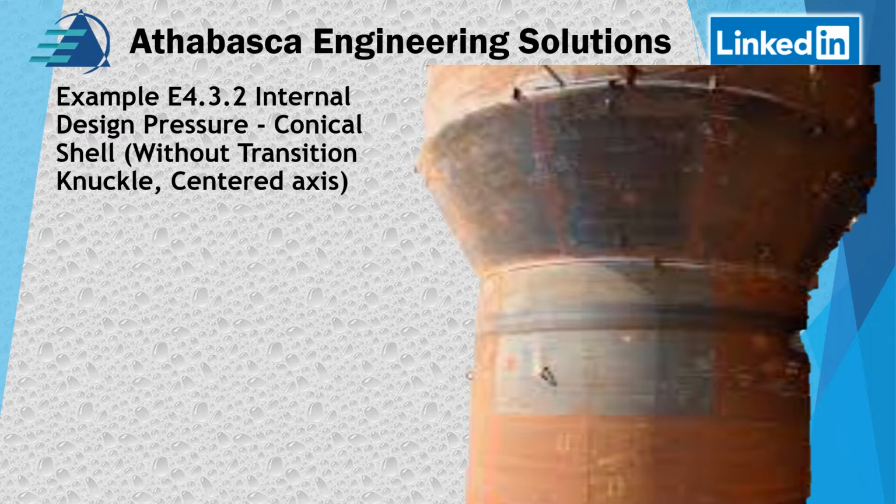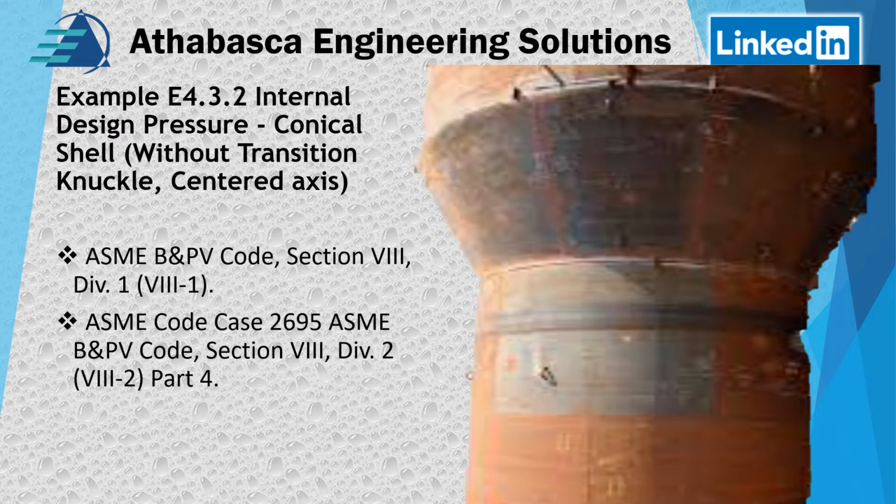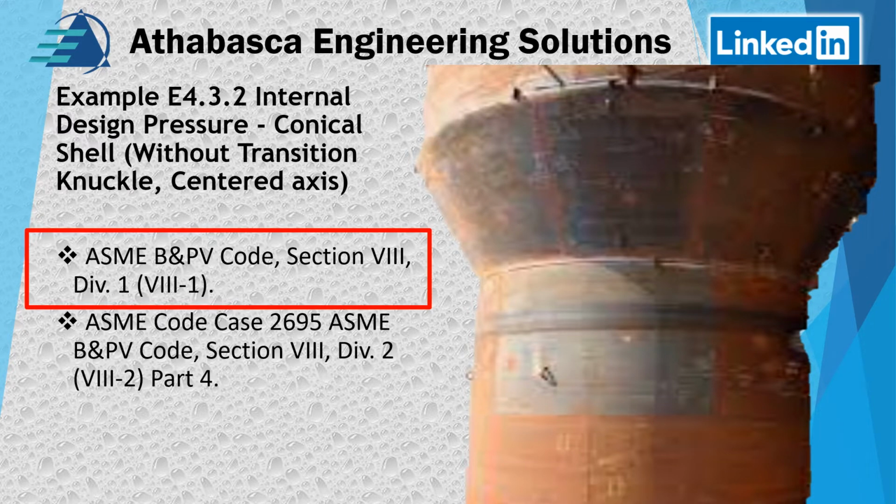We're going to begin with ASME Section 8 Division 1, and then we're going to continue on to what ASME allows for in Code Case 2695. So let's begin with ASME Boiler Pressure Vessel Code Section 8 Division 1.